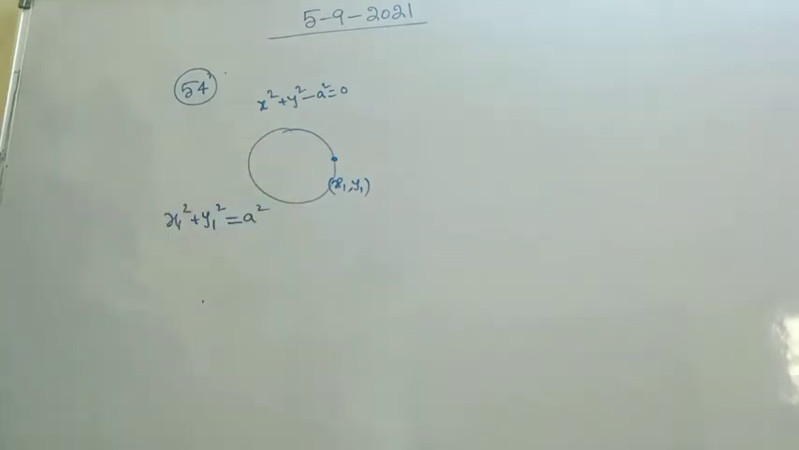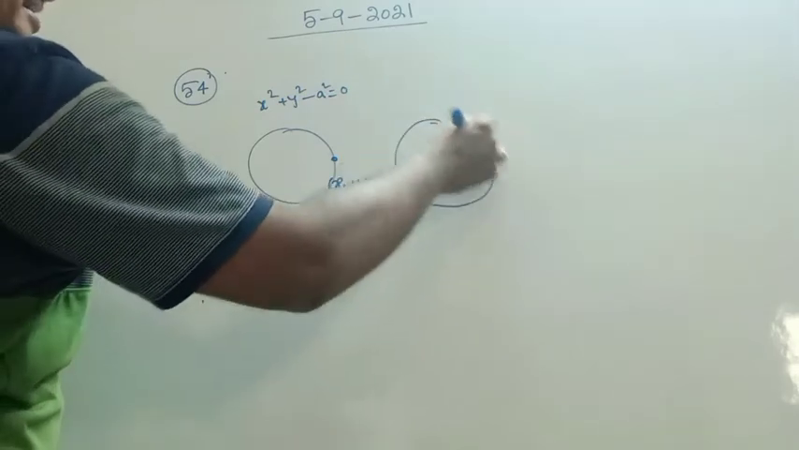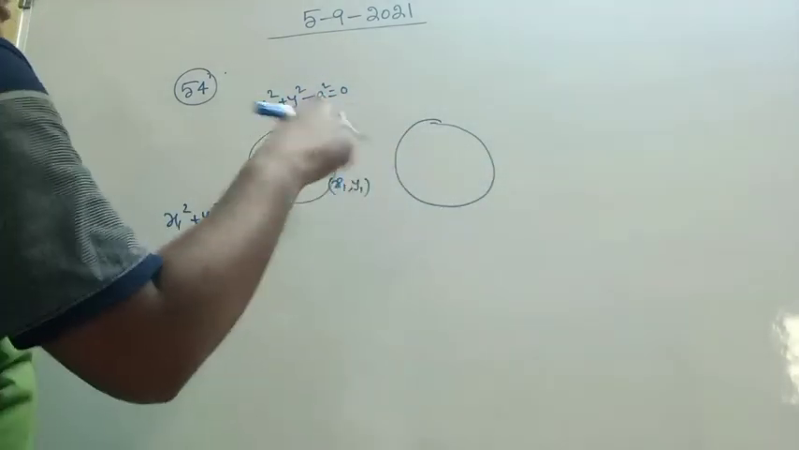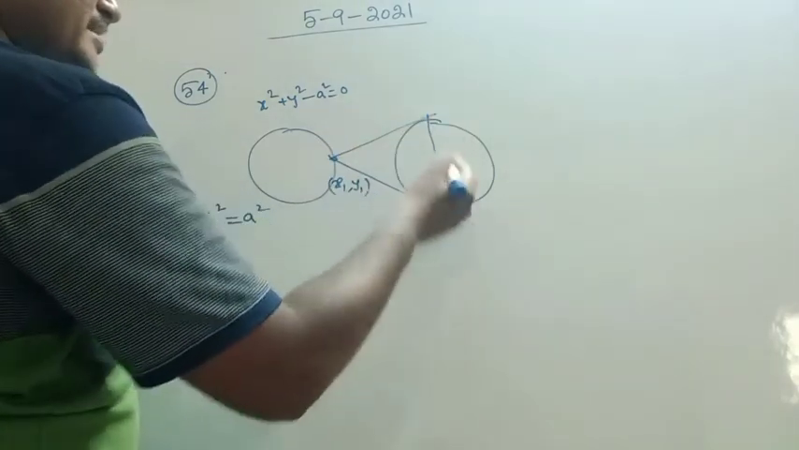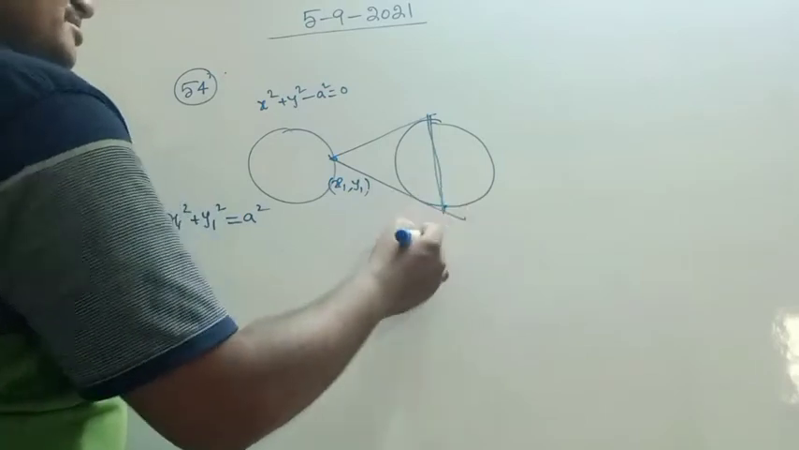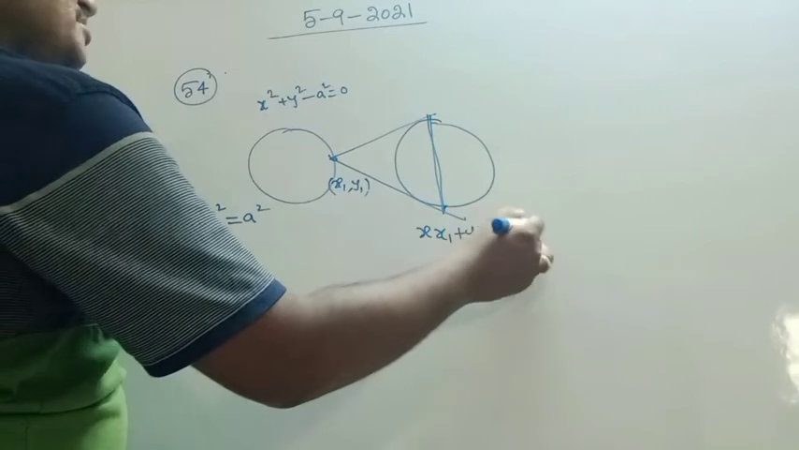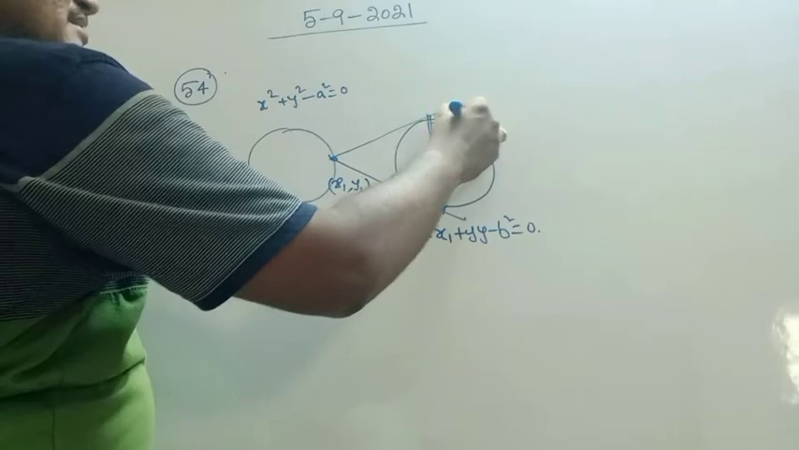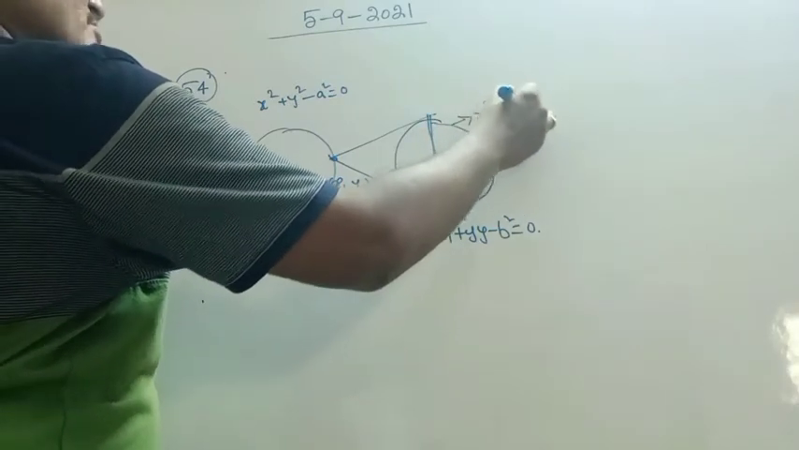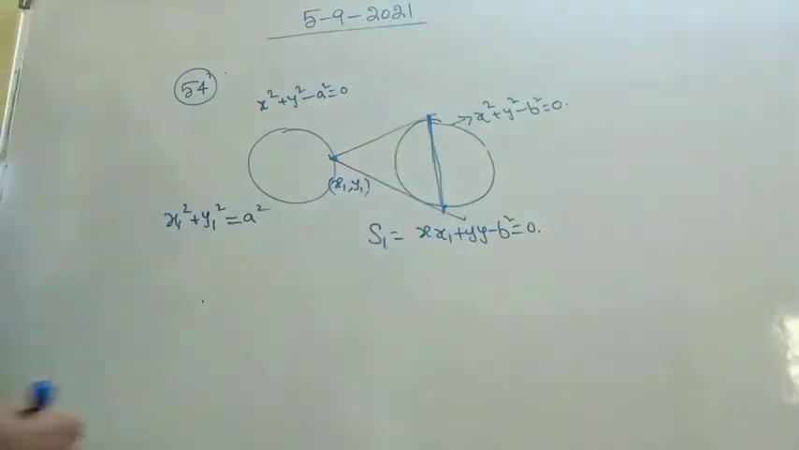Now what they have given is, the chord of contact of tangents from a point on the circle to the circle. I am drawing another circle, of course. This is just a rough diagram. The chord of contact to this one, like this, whose equation is x·x1 + y·y1 - b² = 0. This is S1, the chord of contact to this circle, and this circle's equation is x² + y² - b² = 0. This is the chord of contact we have here.